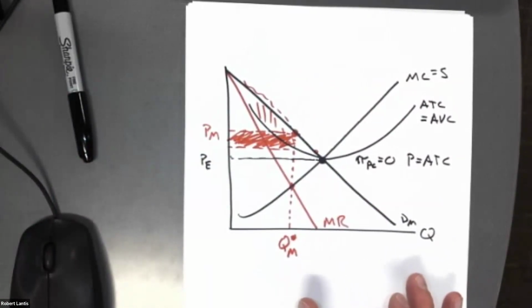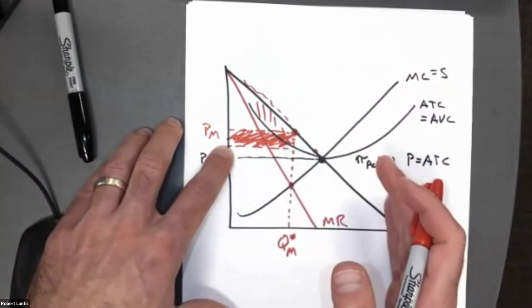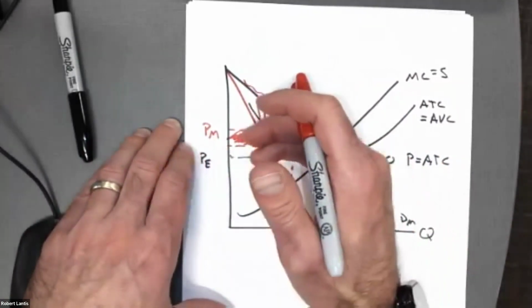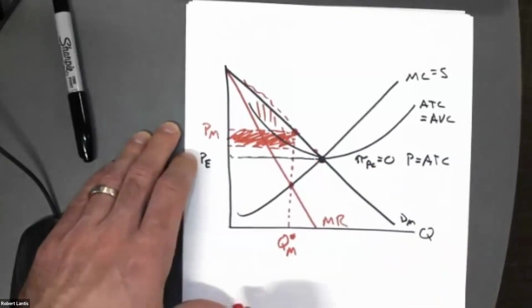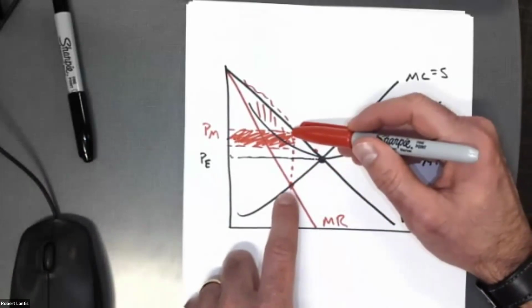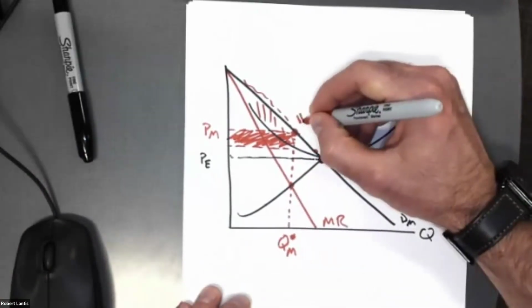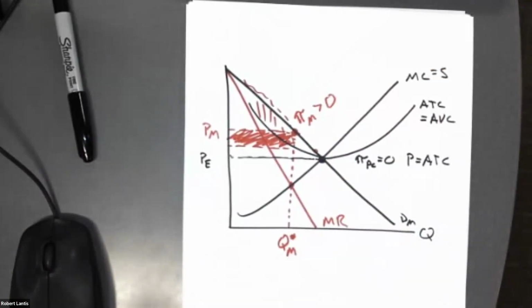As long as there's barriers to entry, right? If there's positive profits, if we didn't have barriers to entry, firms would enter. That would force competition, drive that price down to this long run equilibrium price. We'd be back at profits equal to zero. But as long as we have barriers to entry, we know the monopolist production decision will always result in a quantity where profits are positive.